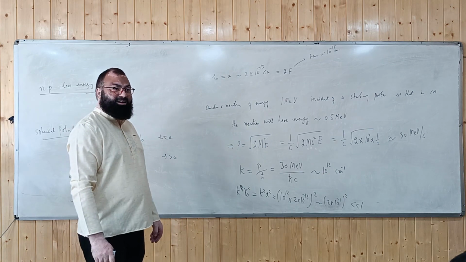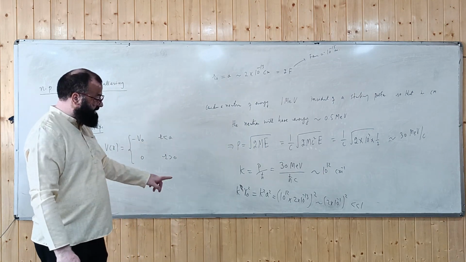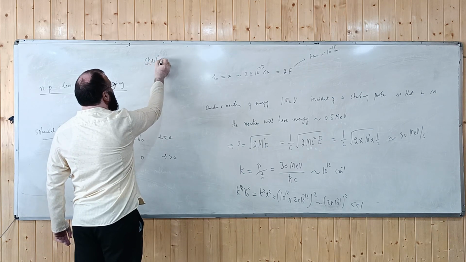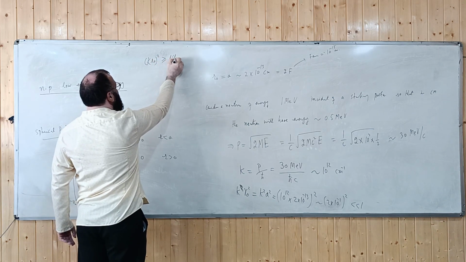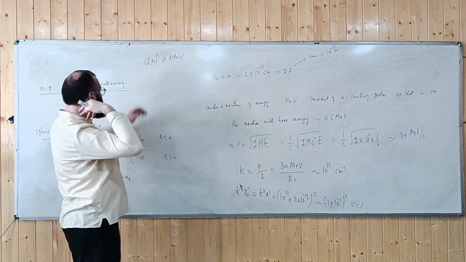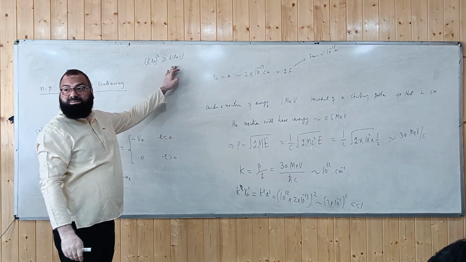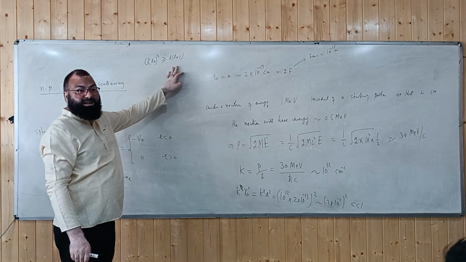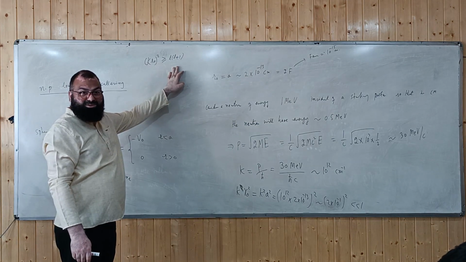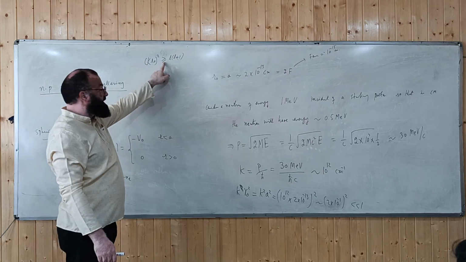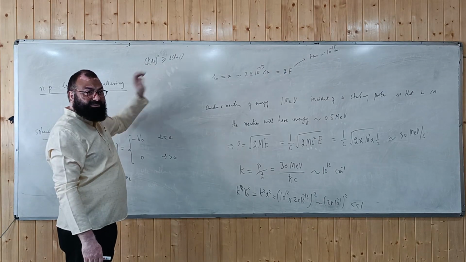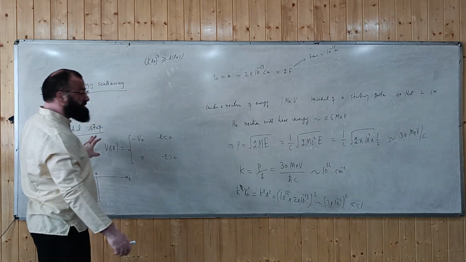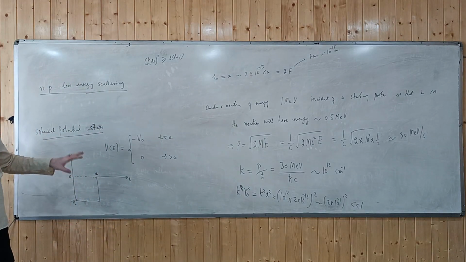So what was the condition? You have the condition k r naught less than 1. Since this is less than 1, L cannot be greater than 0. So what is the possible value? L has to be equal to 0, because then the condition will follow. So that means I have to consider only the S wave scattering in this very problem.